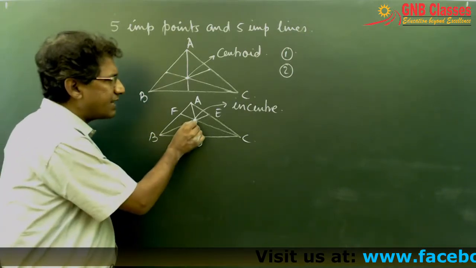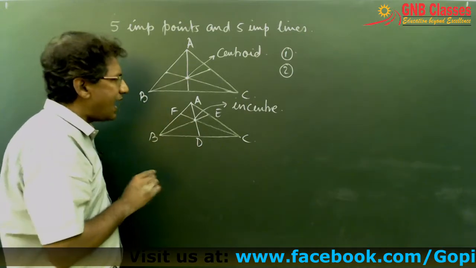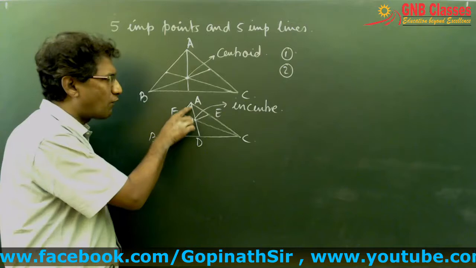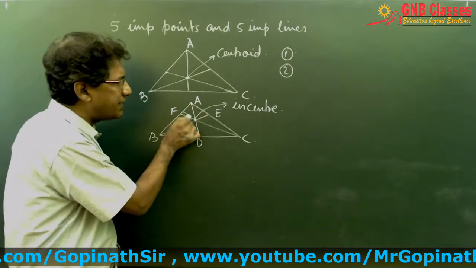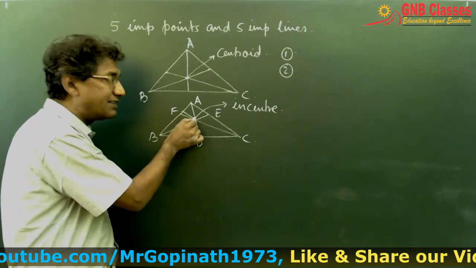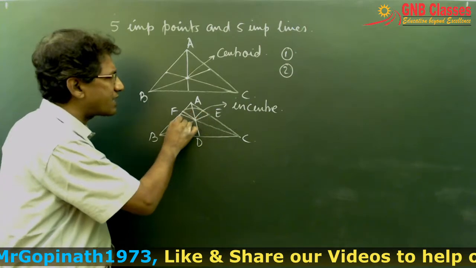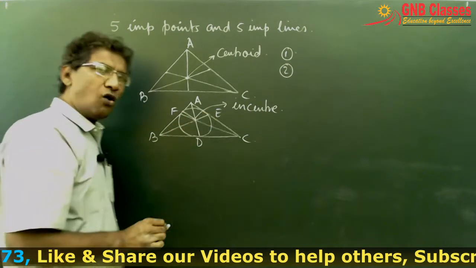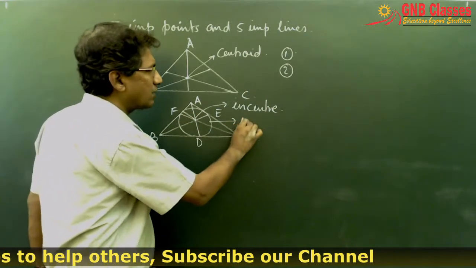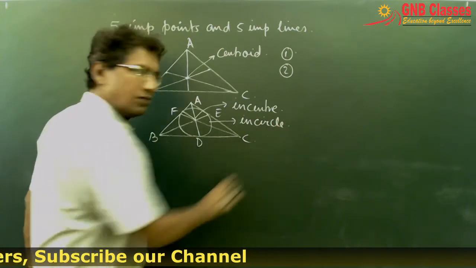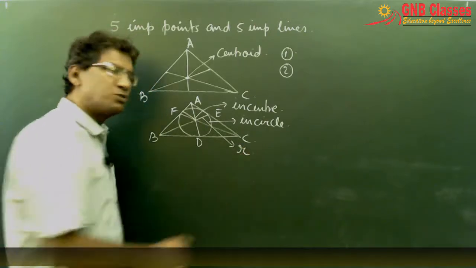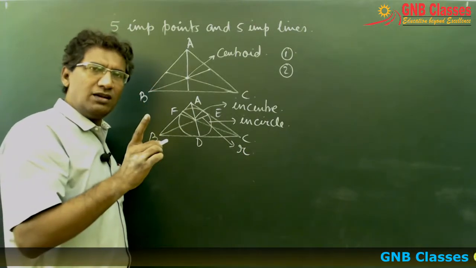You see, if we take the incenter as the center and take the perpendicular distance from this point, the incenter, to any of the 3 sides, and taking that distance as the radius, if we draw a circle, it is going to touch all the sides of the triangle. This circle is what is called your incircle. Okay? And the radius of the incircle is generally denoted by small r.